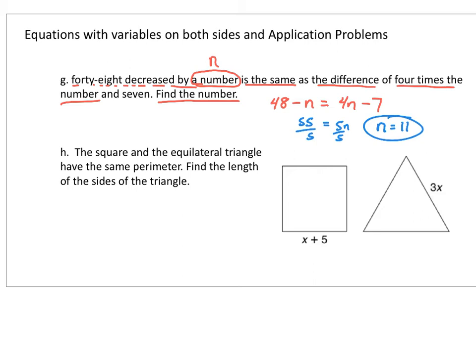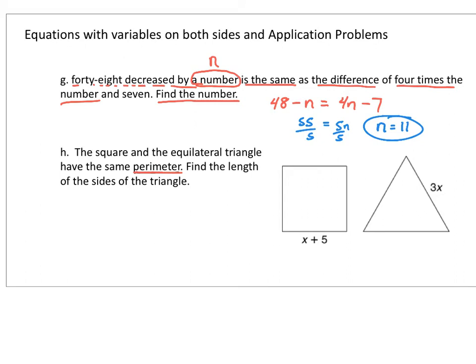Now on problem H, we have the square and the equilateral triangle have the same perimeter. You have to know something about perimeter of a square and an equilateral triangle. So the perimeter is the distance all the way around. Whenever you have a geometric figure in a problem, label it with all the possible labels that might help you.